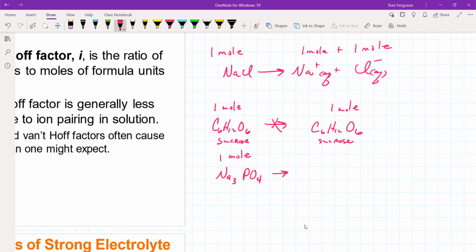Okay, so if I have sodium phosphate, how many particles? Ion-wise, is this going to break up into ions? Where we have sodium, the answer is always yes, or potassium. So we have 3 sodiums and 1 phosphate, a polyatomic anion. So how many total particles do I have? 4.